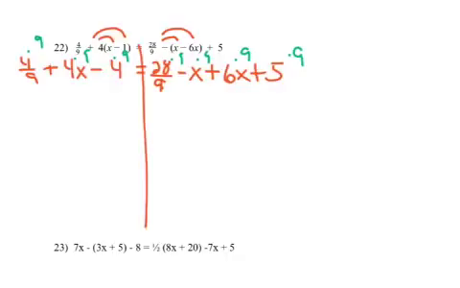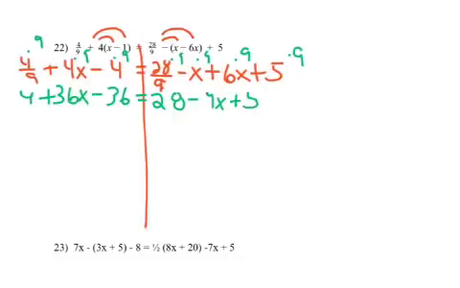So I would have 4 times 9 is 36, divided by 9 is 4. Plus 4 times 9 is 36x, minus 4 times 9 is 36. On the other side, 28 times 9 divided by 9 is 28, minus 9 times x is 9x, plus 6x times 9 is 54x, plus 5 times 9 is 45.